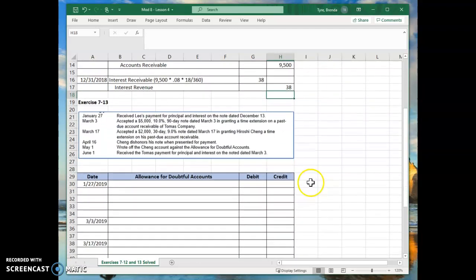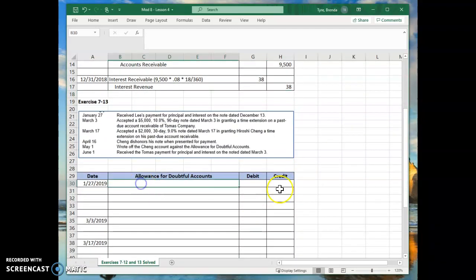2019 rolls around, and on the 27th, we receive the payment of principal and interest on the note dated December 13th. And if you look at 18 plus 27 equals 45 days. So she paid on time on the exact date that it is due. So here we know we received some cash. We know we have to write off the notes receivable because we collected it. So that will be now zeroed out.